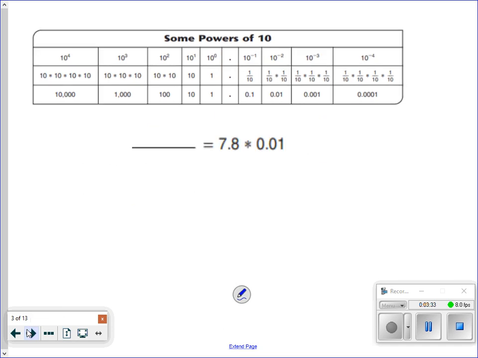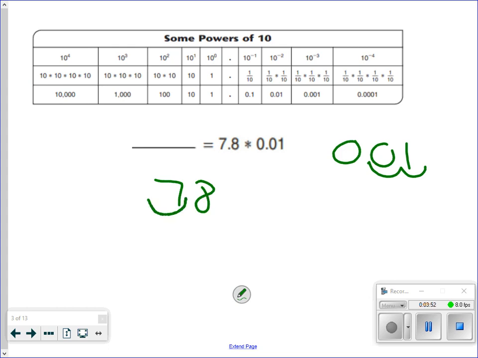I'm going to do another one just for an example here. 7.8 times 0.01. So look closely. I'm going to write 0.01 a little bigger. How many numbers are after the decimal? 2. 1, 2. So when I look at 7.8, I have to move this decimal to the left 2 places. 1, 2. My 0 goes there because the decimal could be here. Now the decimal's here. 1, 2. So my answer is 0.078.